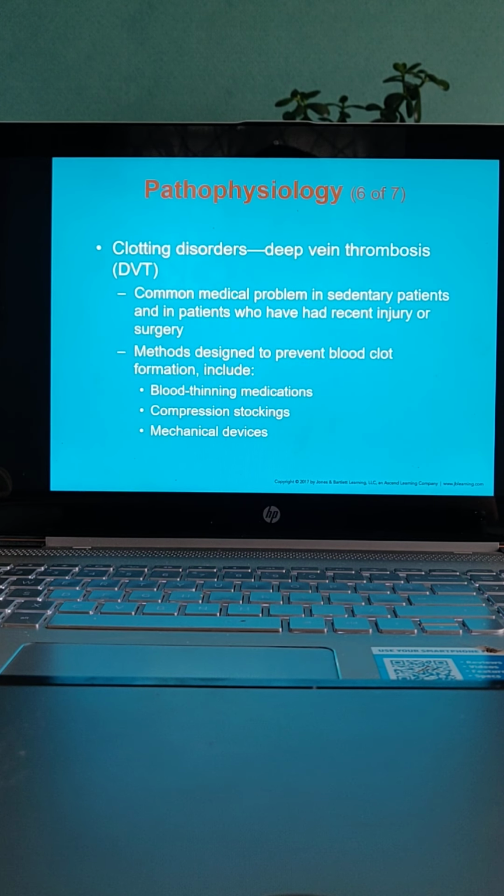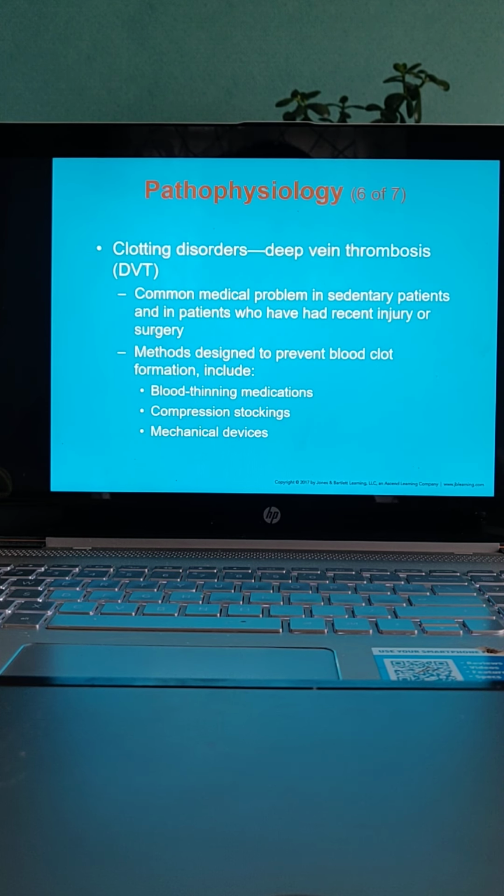There's something that we call DVTs, deep vein thrombosis. It's a common medical problem in sedentary patients and in patients who have had recent injury or surgery. Sedentary, what does that mean? Is that the person sits on their butt all day and they watch TV all day? Or they're not as active. They don't get up and around.